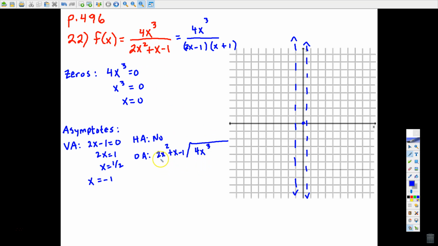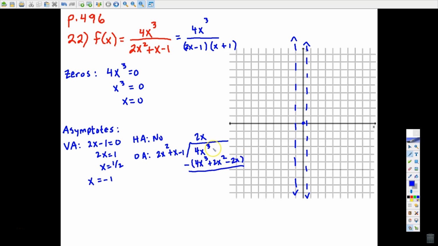Okay, and so when I divide first term into first term, 2x squared goes into 4x cubed 2x times. I could put some fillers in here, but I'm just going to leave it like this. Hopefully you can understand if you divide 2x squared into 4x cubed, you get 2x. And now we're going to multiply. 2x times 2x squared is 4x cubed. 2x times x is 2x squared. 2x times -1 is -2x. We always subtract in long division.